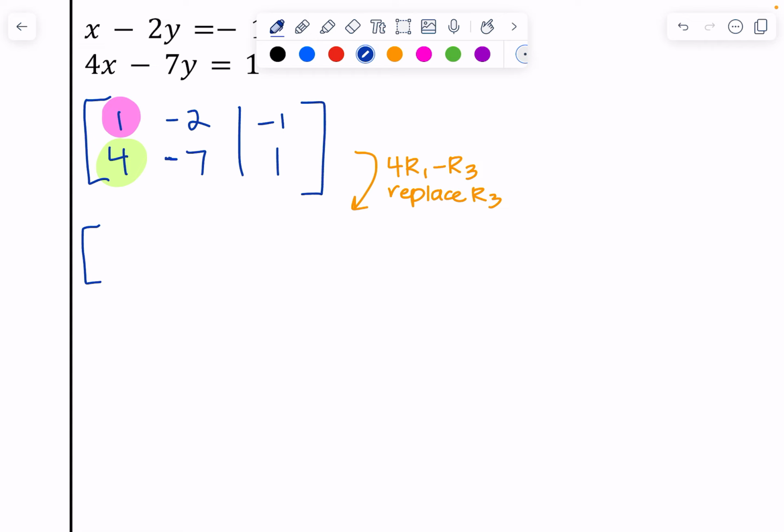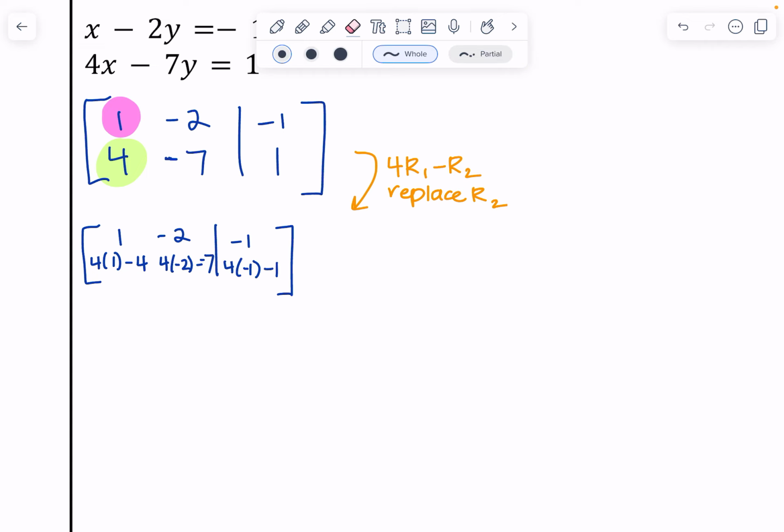Okay, so what that's going to look like, I'm going to keep my top row. And so I'm going to write tiny, but 4R1 minus R3. I don't know why I put 3. I meant 2. So 4 times -2 minus -7. 4 times -1 minus 1. Okay, so 4 times 1 minus 4 is 0, which is what we wanted. 4 times -2 minus -7 would be +1. 4 times -1 minus 1 would be -5.